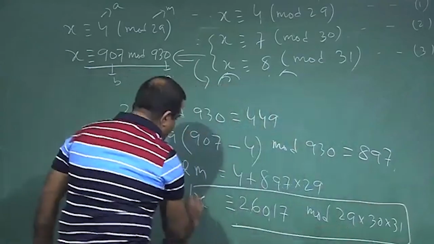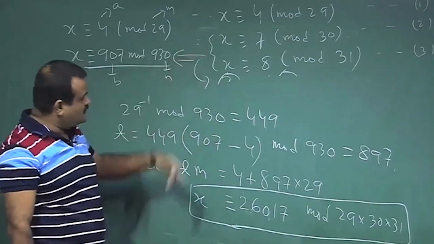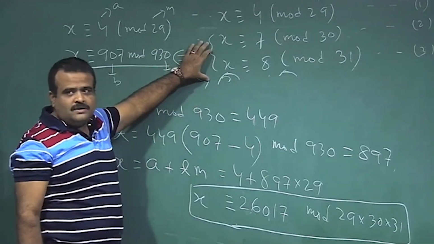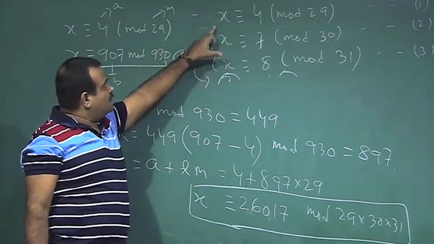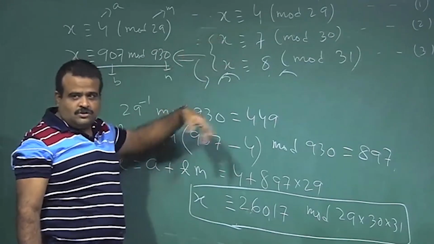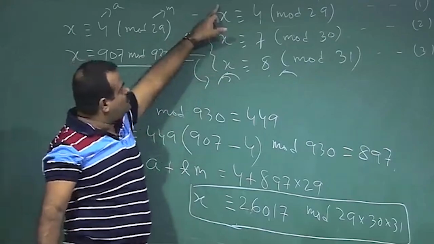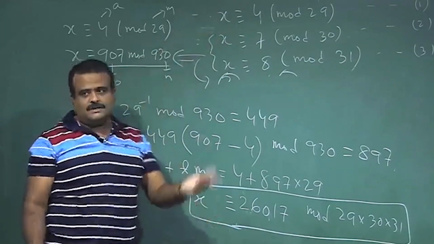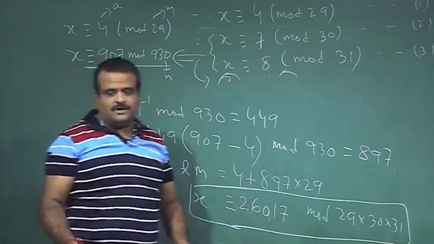So this is the way we solve this system of equations. If you have 3 equations, we take 2, solve them, and with that solution we again solve with the remaining equation. So this way we will continue. If you have more equations, we will continue this process. If you have another equation, we will just take that one with this and we will get the solution. So that will give us the solution for the Chinese remainder theorem.